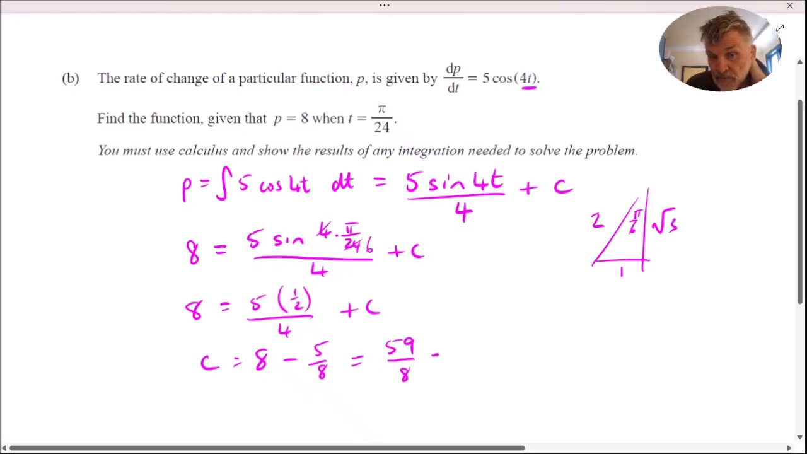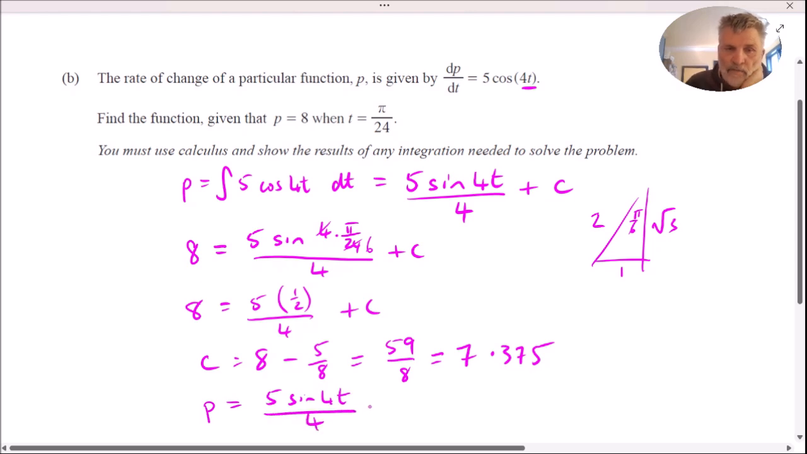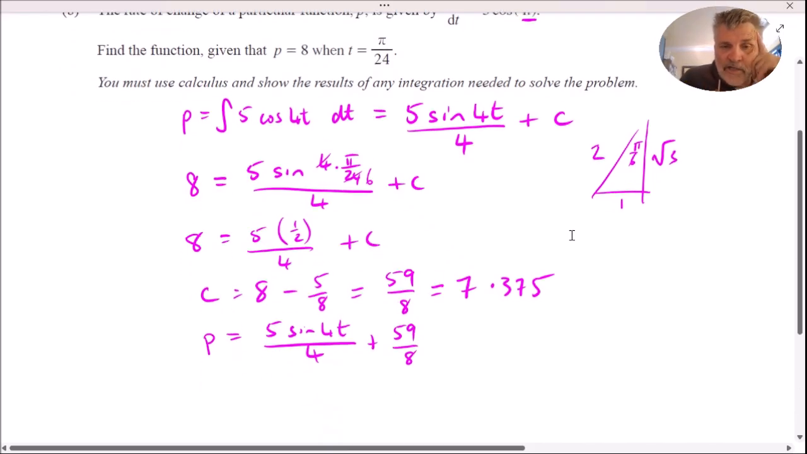Write it as a decimal if you want. 7 eights are 56 and 3.375. Whatever you want. So we want the function, so I would write it as p is 5 sine 4t divided by 4 plus 59/8. My teachers told me that fractions are always exact, decimals aren't. This particular decimal is exact because an eighth is exact to 3 decimal places, but I got taught to write answers as fractions, so I'm going to leave it like that.